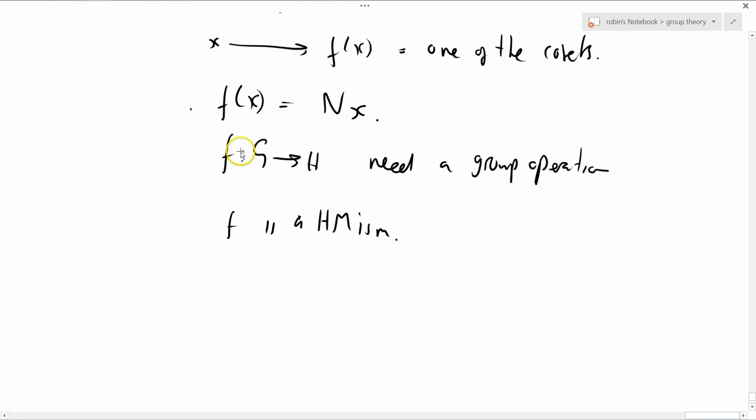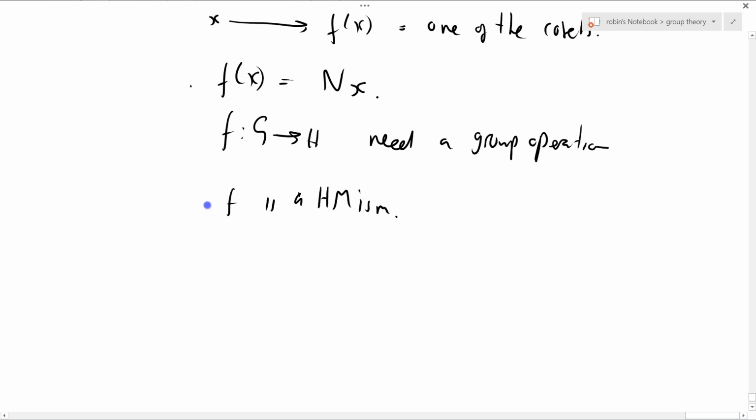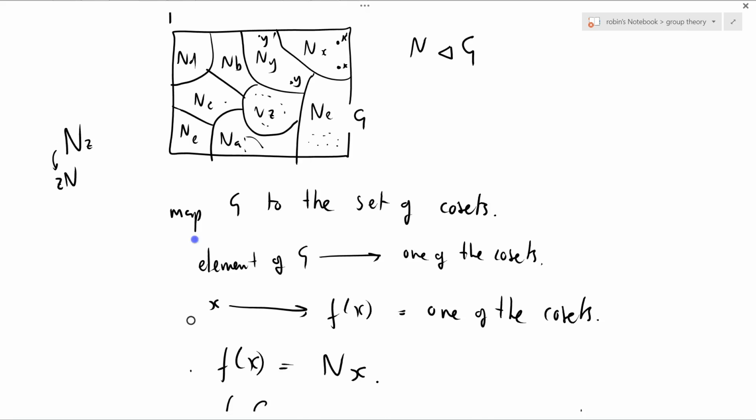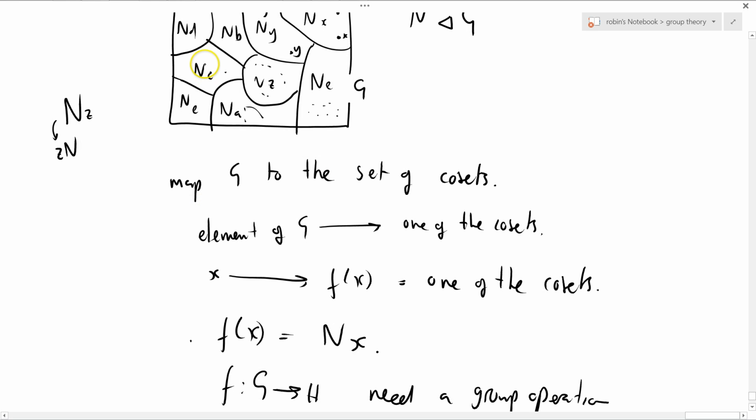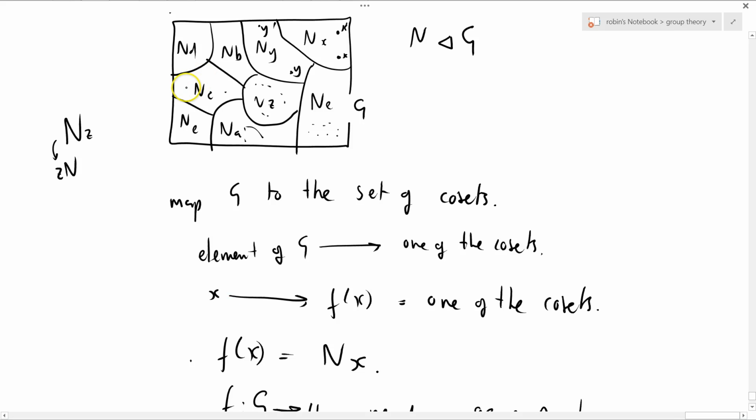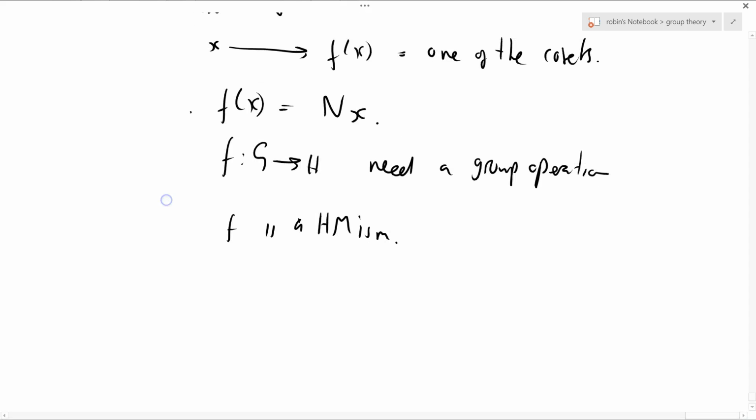Okay, so we've got a function f which maps g to h, and I want to show that we have got a group operation on h. Let me just remind you what we're doing. We're mapping g, which is this square here. All we're going to do is map it to the coset that it lies in. That's all we're going to do. We're going to map an element here to the coset that it's sitting in. It's just an inclusion map. I think that's the word for it anyway. So x is mapped to nx, and of course y is mapped to ny.